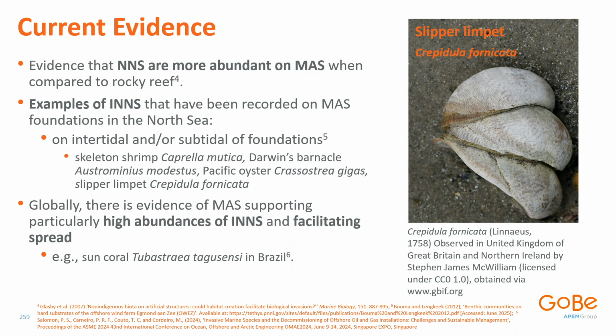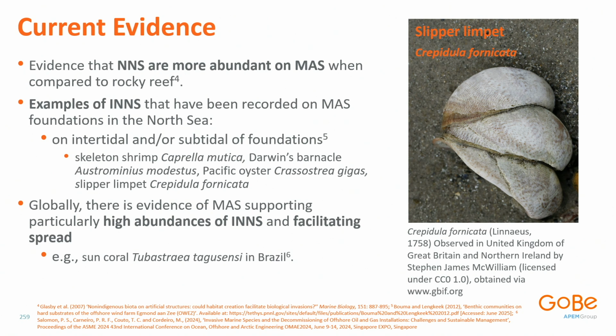Looking at some of the current evidence, there was a study that looked at the abundance and richness of non-native species on marine artificial structures, I think pilings specifically, compared to natural rocky reef. Interestingly, they found high abundance and richness on marine artificial structures. The paper was a bit more complicated than that, so I would recommend looking into it. I've got some tiny references at the bottom, but I'm very happy to share those with you.